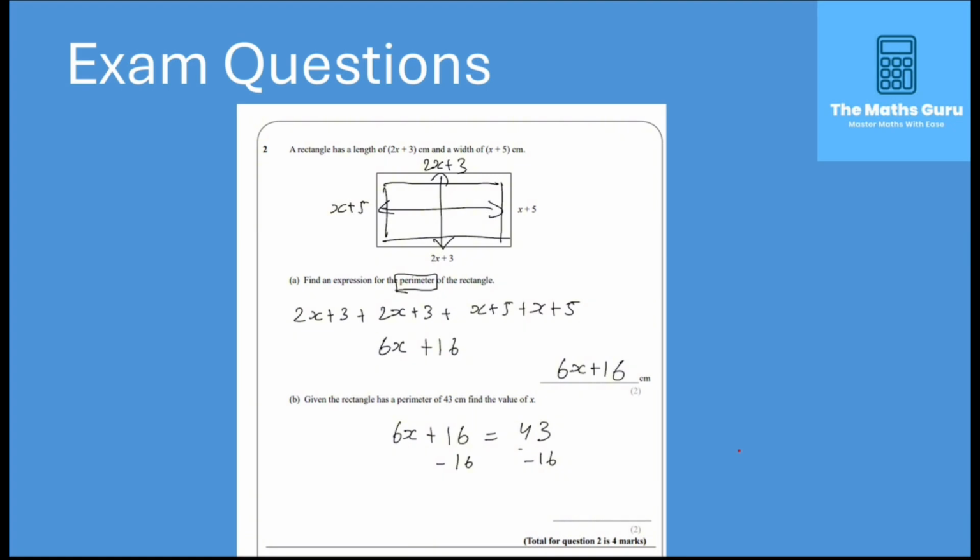We have 6x is equal to 43 minus 16, which is not something I can do off the top of my head, so we're going to use a calculator. 27. Divide both sides by 6, and we get x is equal to 27 divided by 6, which is 4.5. So 4.5, yeah, not centimeters. Okay, moving on.